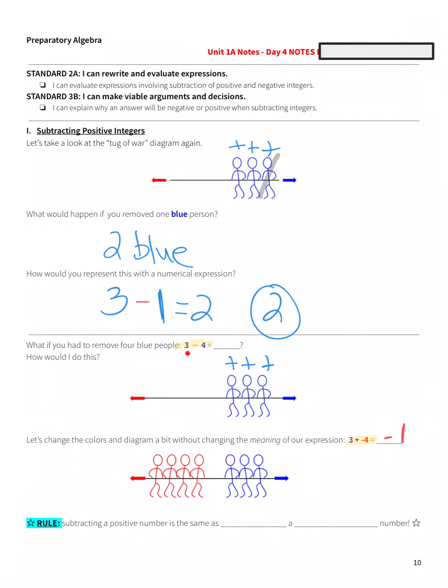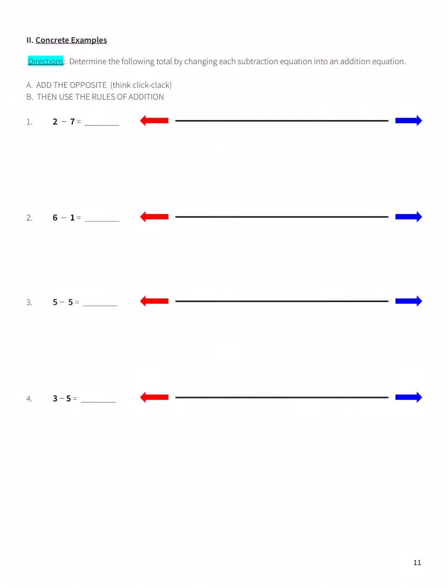So why could we do this? Well, because subtracting a positive number is the same thing as adding a negative. Same exact thing. Okay, make sure you have this in your notes. This is the most important thing. This is a big rule. This rule is very, very important. Subtracting a positive number is the same as adding a negative. All right, let's move to the next page.